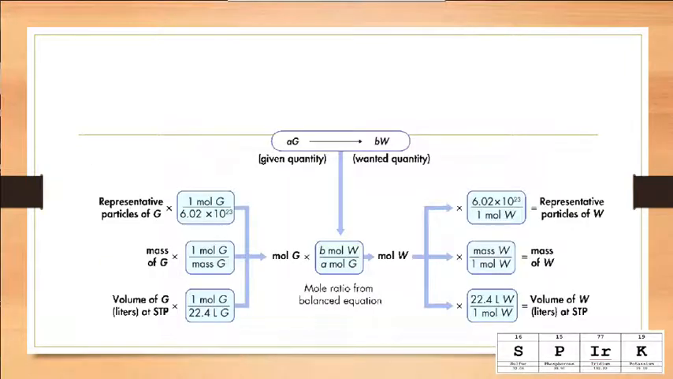So this is a little skeleton of the types of equations that we're going to be looking at. You can go from representative particles of G, mass of G, volume of G, to those same units of W, all using the mole-to-mole ratio in the middle.